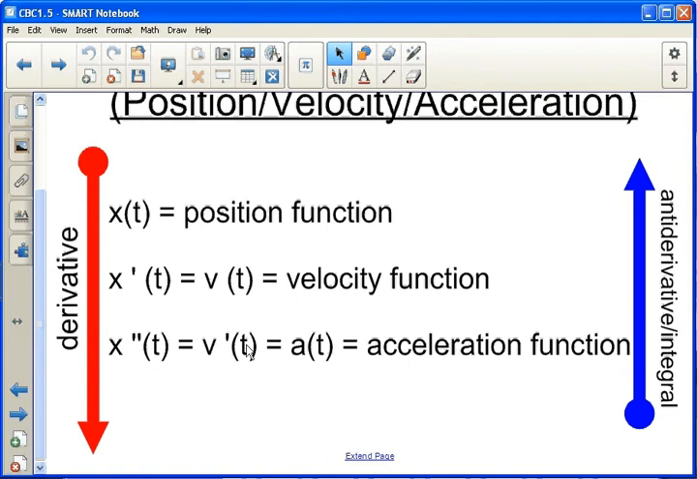If you look over here at this side, if you want to go the other direction, you want to go up this list, in other words from acceleration to velocity or from velocity to position, then you need to take the antiderivative or take the integral. So if you just remember PVA, position, velocity, acceleration, that'll help you remember the order of things we're talking about.